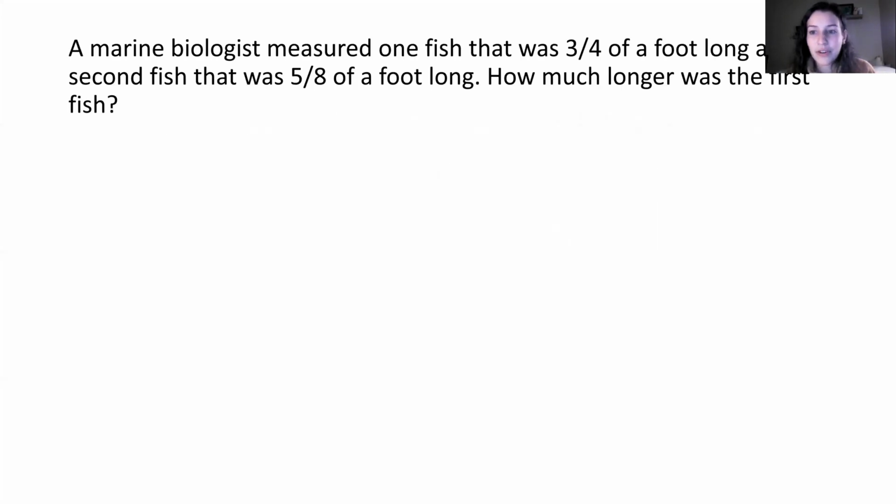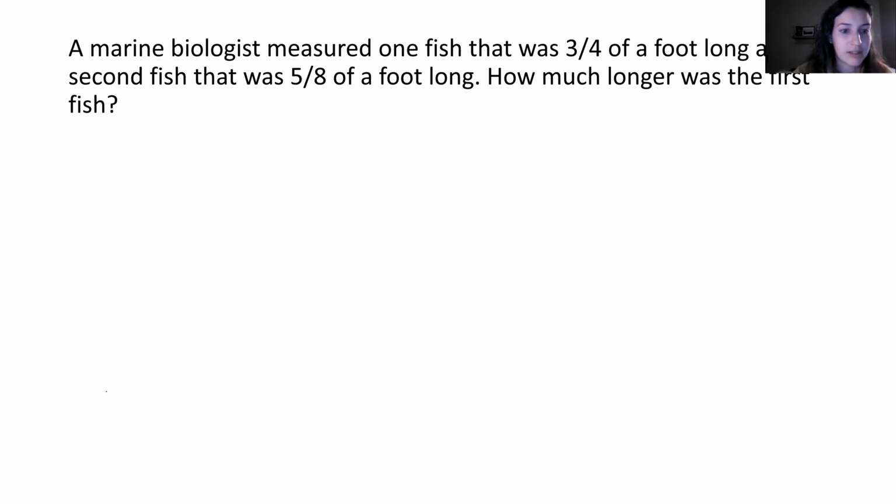So let's get started with our first example. A marine biologist measured one fish that was 3/4 of a foot long and a second fish that was 5/8 of a foot long. How much longer was the first fish?